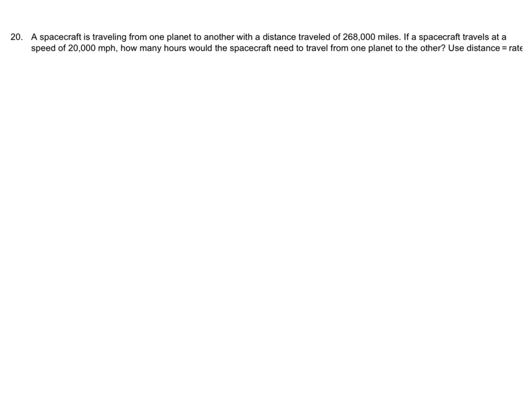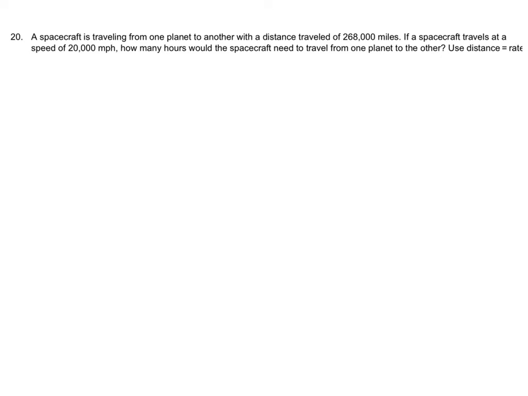Scientific Notation Part 3. A spacecraft is traveling from one planet to another with a distance traveled of 268,000 miles. If a spacecraft travels at a speed of 20,000 miles per hour, how many hours would the spacecraft need to travel from one planet to the other? Use distance equals rate times time.